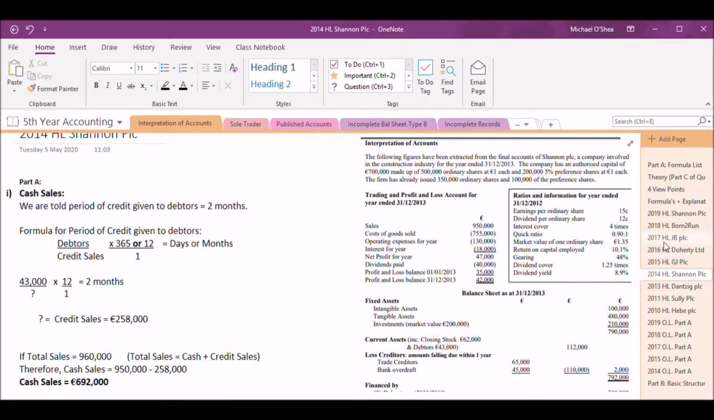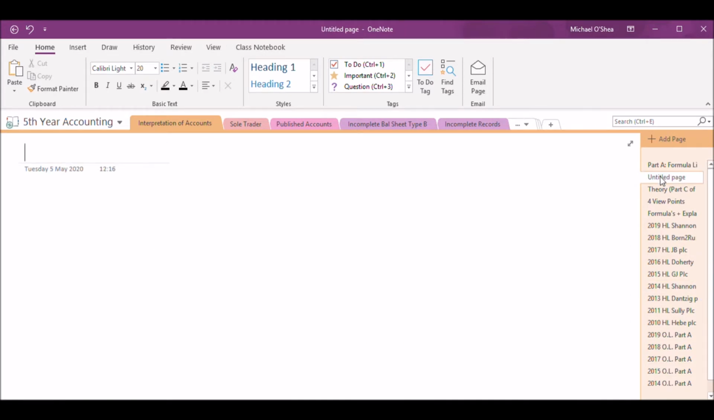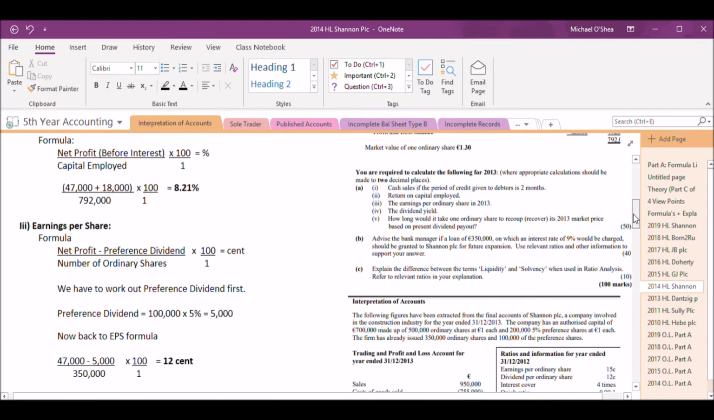So I'm just going to go through a full question here for the 2014 higher level interpretation of accounts question. Part B is to do with a bank manager. There's a loan of 350,000 in which there will be interest of 9% which will be charged. It should be granted to Shannon Plc for future expansion.